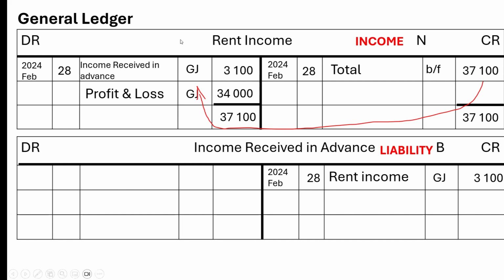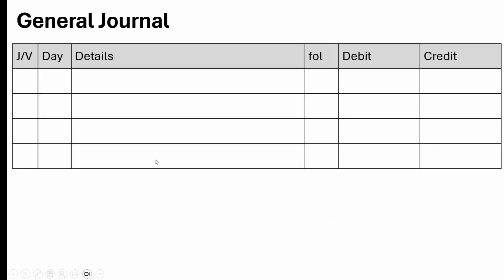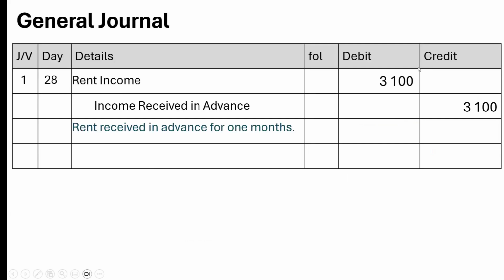Remember, keep in mind that rent income account can be replaced with any income account. Can be donations income, discount, any type of income that you can think of, commission income. It's not always going to be rent income. It could be any income account. My general journal, my journal voucher, my day, I debit rent income with 3,100, credit income received in advance with 3,100, and my story, rent received in advance for 1 month.